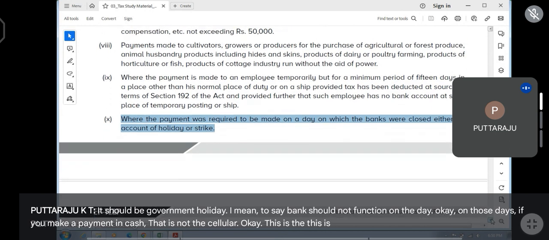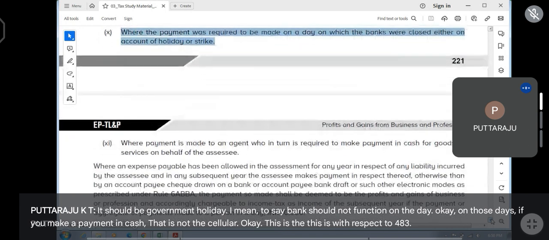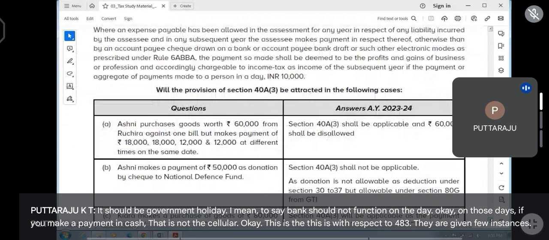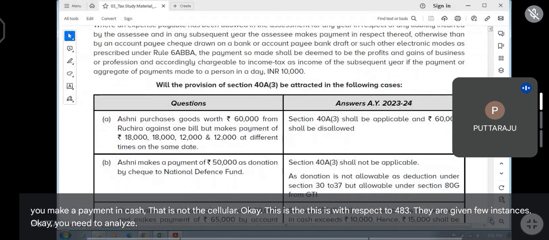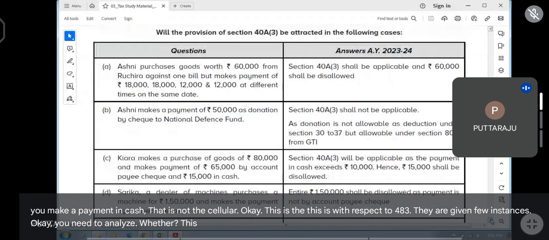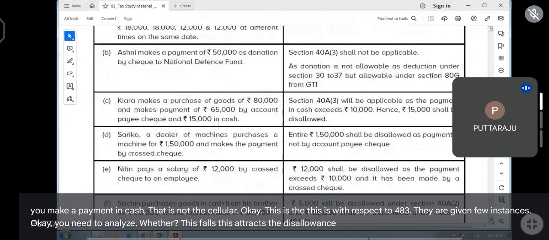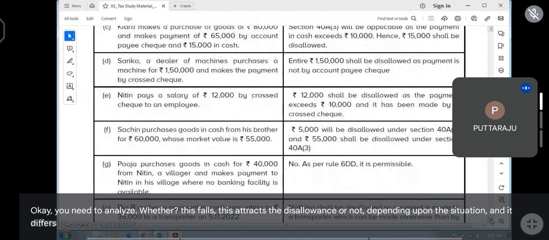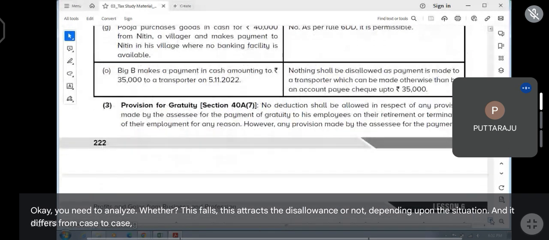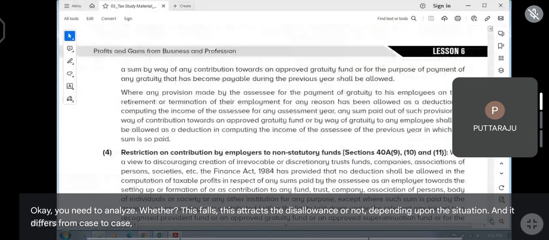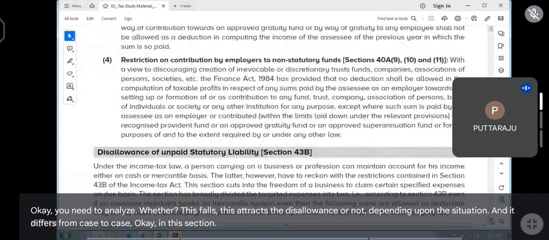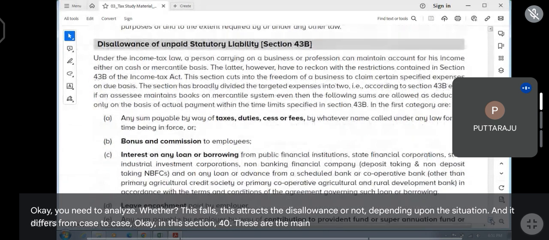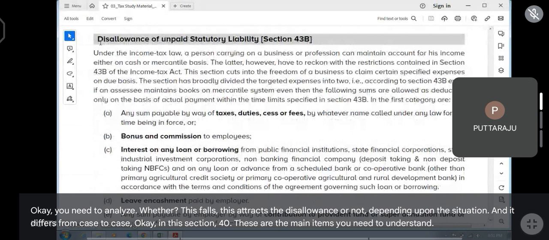This is with respect to 40A(3). They have given a few instances. Okay, you need to analyze whether this attracts the disallowance or not, depending upon the situation, and it differs from case to case. In this section 40, these are the main items you need to understand. This is very important.